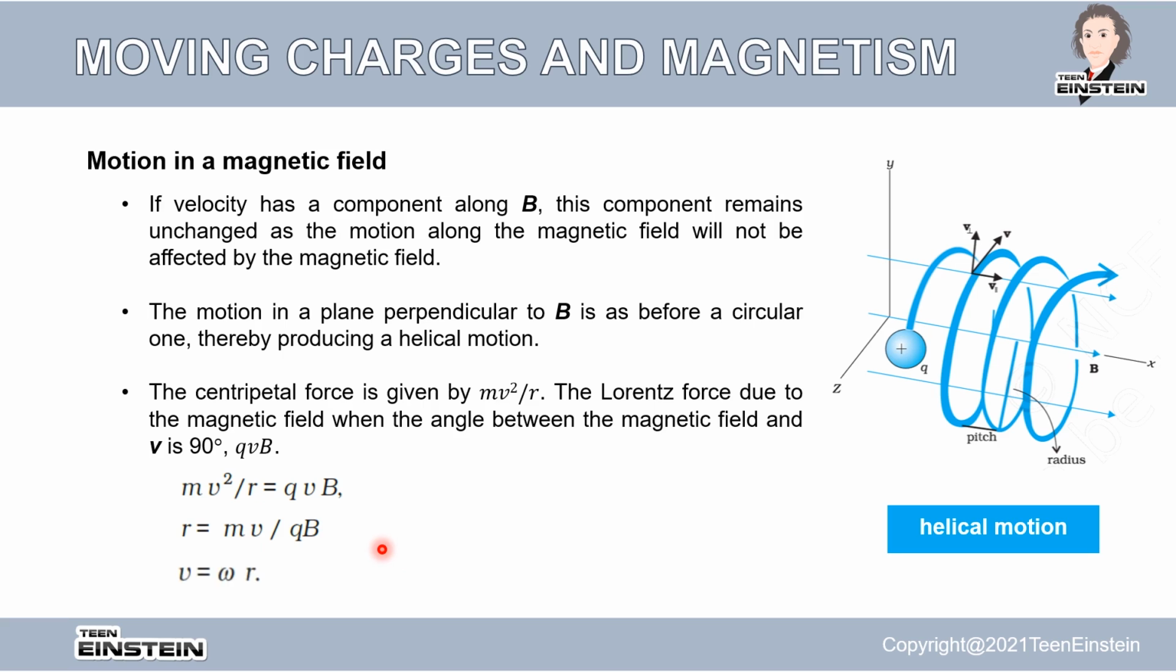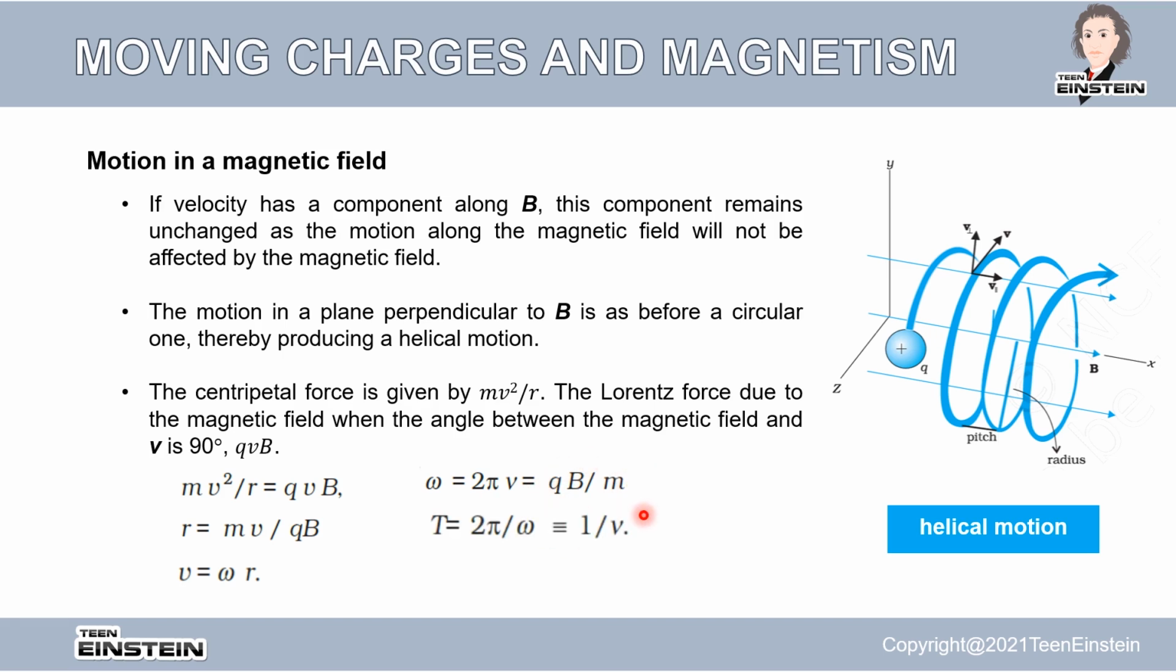Now, the velocity is given by omega into R. Omega is the angular frequency, which is given by 2 pi nu. Nu is nothing but the frequency of oscillation. So if you substitute V equal to omega into R in this equation, you get omega equal to V by R, right? So if you compare these two, then you get qB by m. So omega is given by qB by m. The angular frequency of this particular oscillation is given by qB by m.